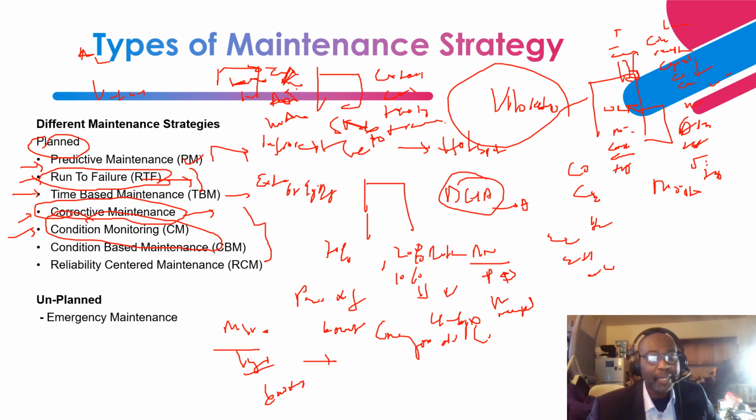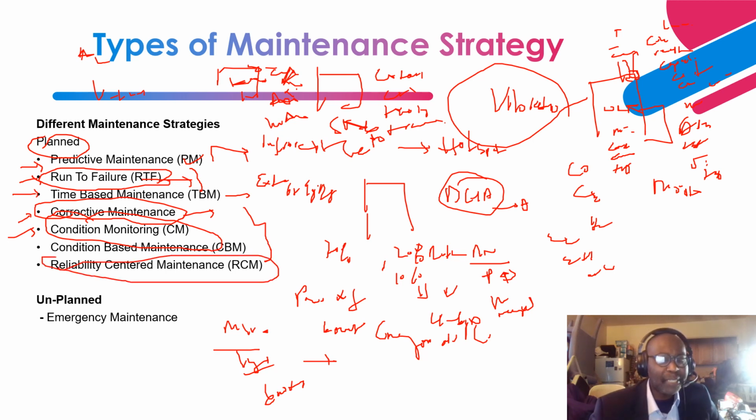And I explained the advantages of condition monitoring: it helps to reduce operation and maintenance costs, helps you transition into condition-based maintenance from time-based maintenance, and helps you to extend the useful life of the equipment. Next is reliability-centered maintenance.